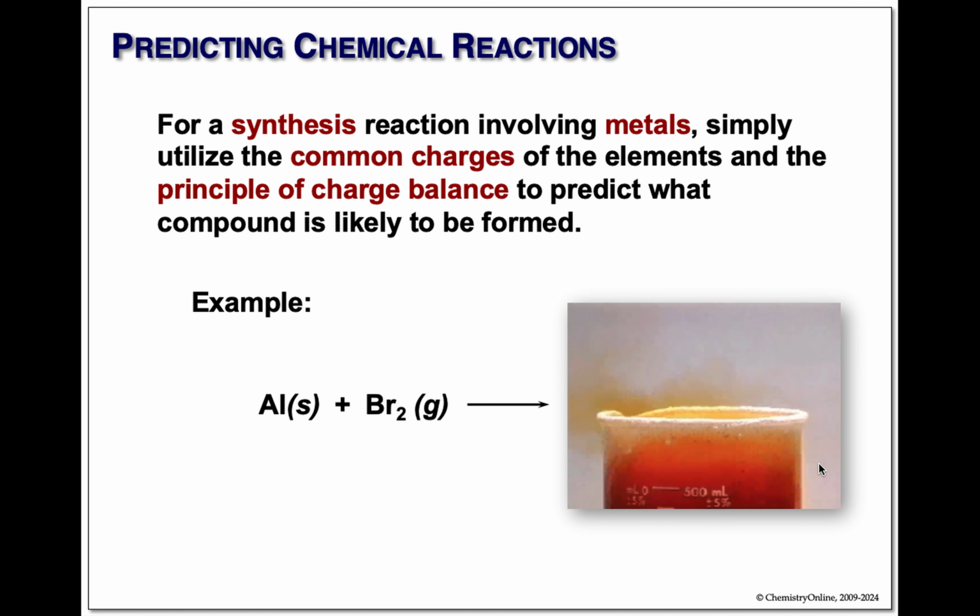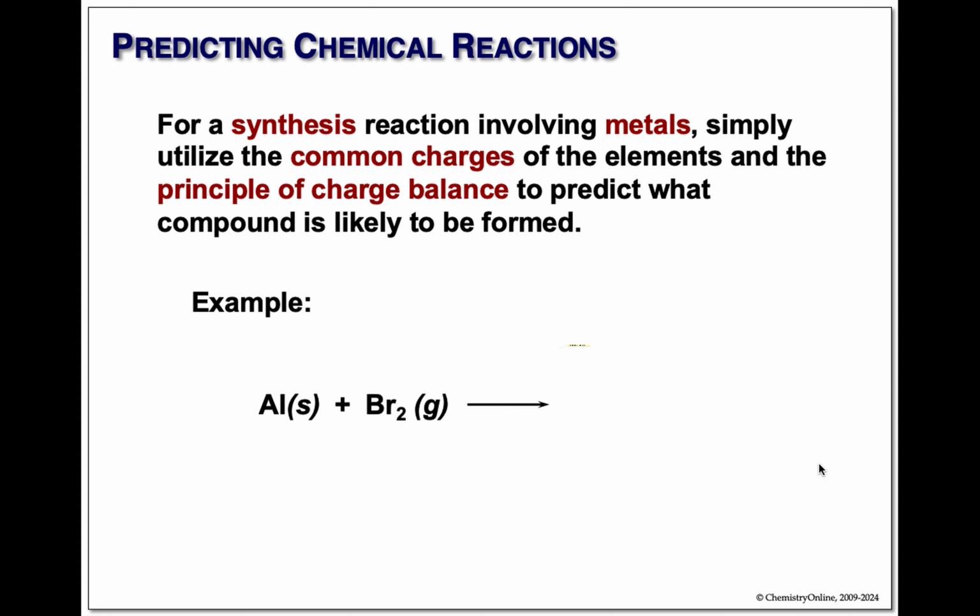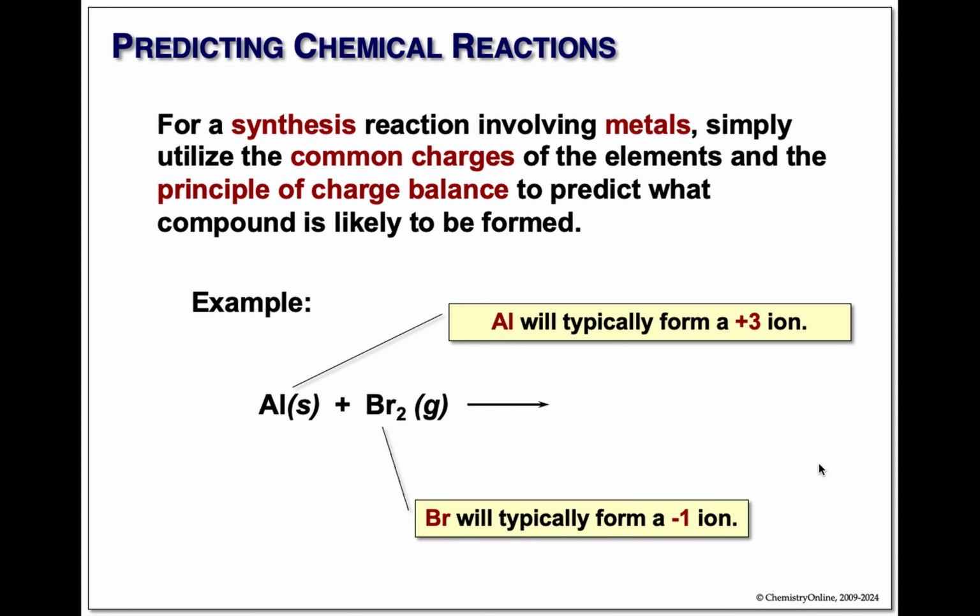Well, we're going to make an ionic compound because we have a metal. The metal aluminum is typically a +3. Bromine, a halogen, will be a -1. Our very best guess here is 1 aluminum and 3 bromines. Any questions?